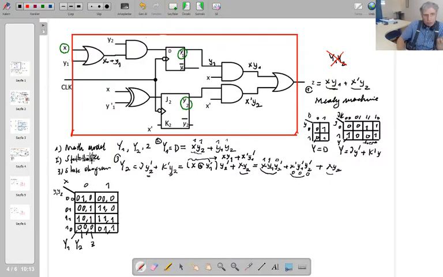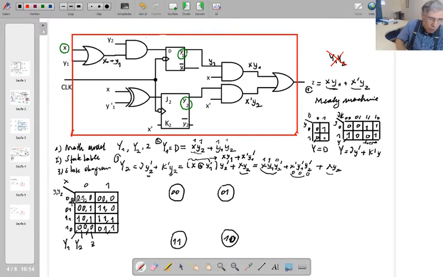So once you find the state table, then you can find the state diagram. State diagram is going to have 4 circles for each state. So we've got 2 state variables. That means we can represent 4 different states. So I'm going to put those states in circles: 0, 0, 0, 1, 1, 1, let's say 1, 0, and 1, 1.